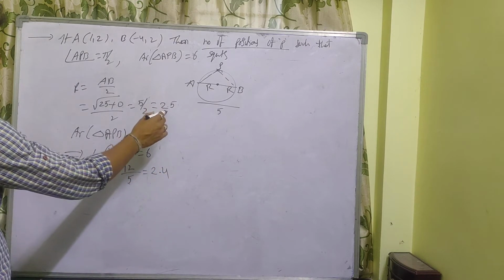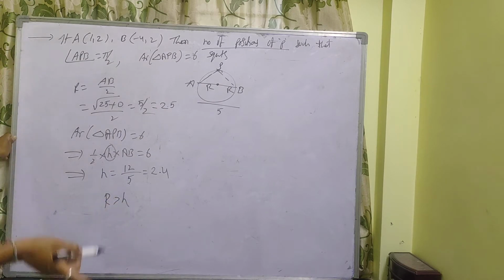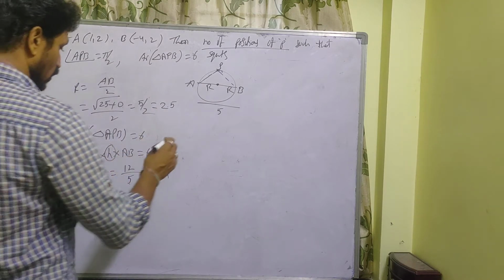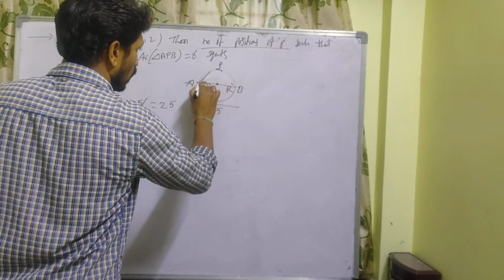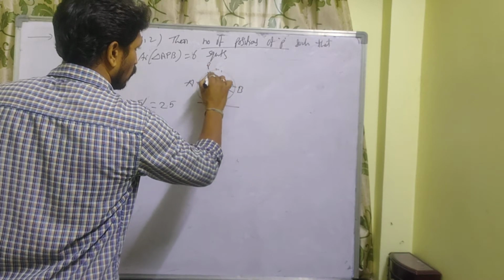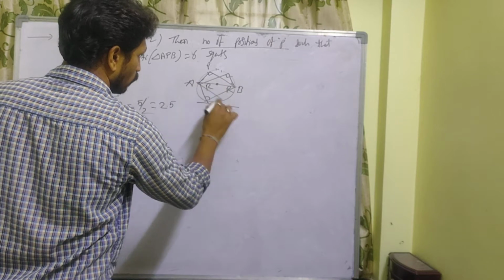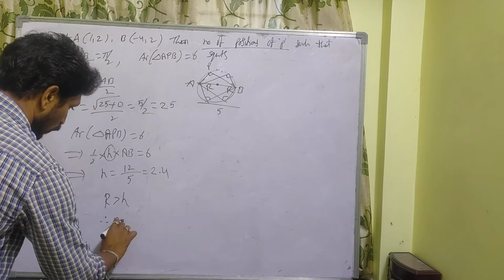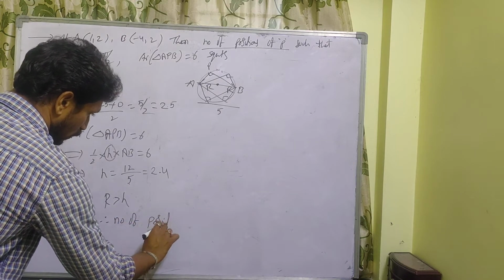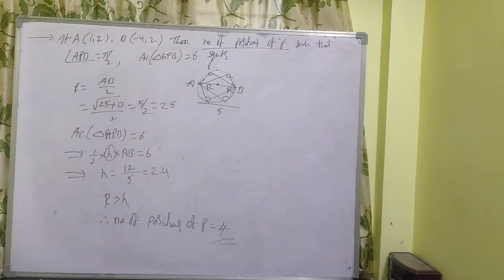So which one is bigger? 2.5 is bigger. So here R is greater than H. If R is greater than H, this means there are two possibilities. On this side 2 possibilities, such P. Here 2 possibilities. Here also 2 possibilities. So total how much? 4. So the number of positions of P is equal to 4. So like that we have to solve this problem. So a very important model.